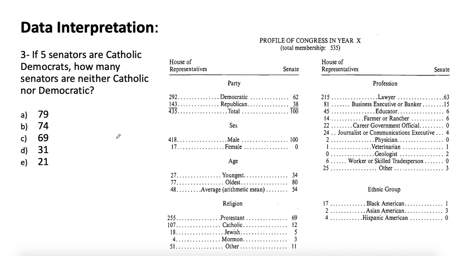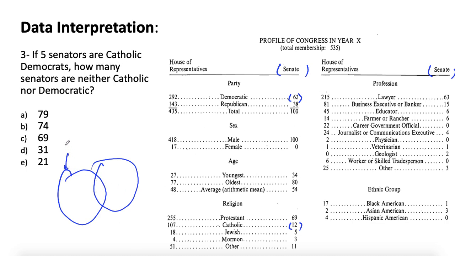Now let's talk about this: 5 senators are Catholic Democrats. So we are considering two things, one is Democratic and one is Catholic. The question asks how many senators are neither Catholic nor Democratic. This is actually a Venn diagram question. In the question we are provided that 5 are Catholic Democrats, so 5 are both.